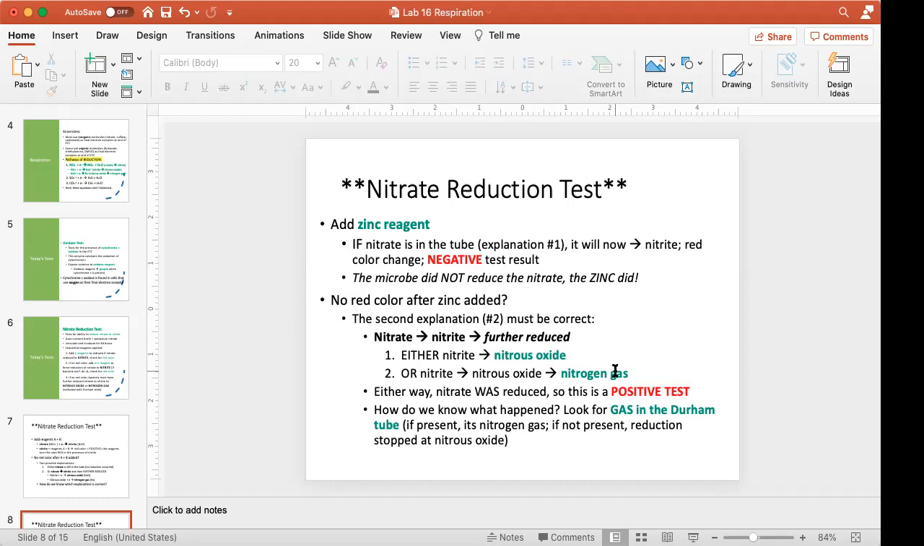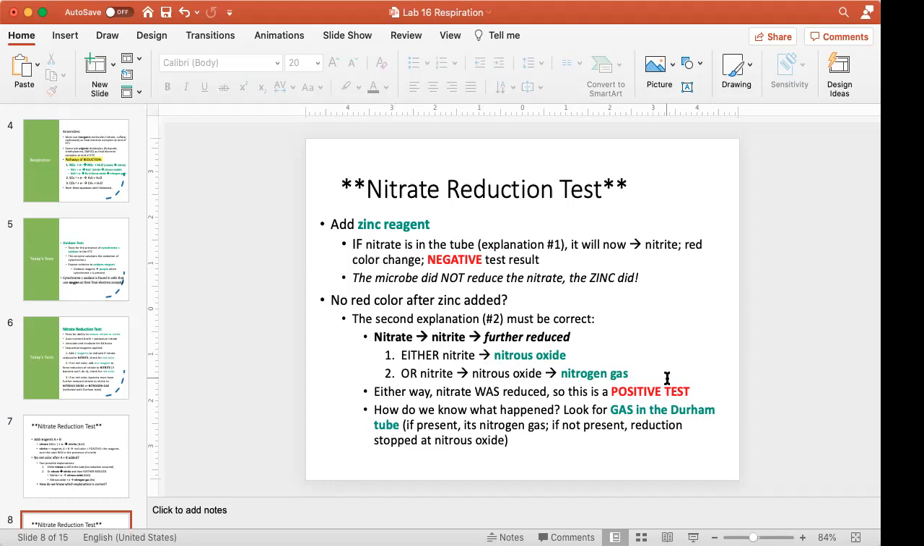Either way, we've got a positive test. You have reduction going on. Nitrate was reduced. So you do have a positive test. But we want to know which thing happened. Is there nitrous oxide dissolved in that tube? Or was nitrogen gas liberated? How do we know? Well, we look at the Durham tube.